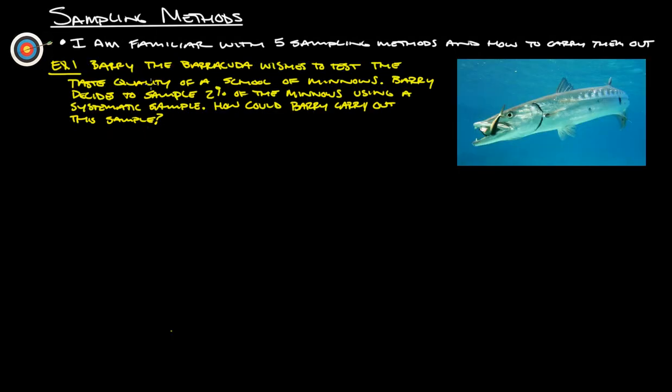Okay, example 1. Barry the Barracuda wishes to test the taste quality of a school of minnows. Barry decides to sample 2% of the minnows using a systematic sample. How could Barry carry out this sample? So if it's a systematic sample, he could pick, like, I'm going to count, because Barry's a good counter, apparently, especially of minnows swimming around the school. He's an accountant. He's like, I'm going to start with a random number of, say, 5, and then I'm going to eat the 5th one that I see, and then I'm going to eat every 20th one after that I see. That would be a systematic sample.